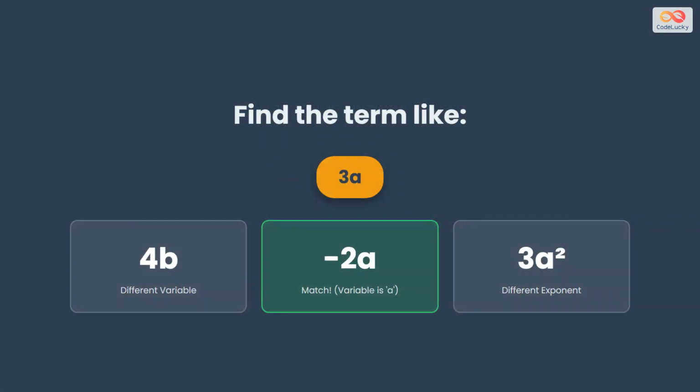Let's try a quick practice. Look at the term 3a. Which of the terms below is like 3a? Is it 4b, negative 2a, or 3a squared? The answer is negative 2a. They both share the exact same variable, a, with no exponent differences.